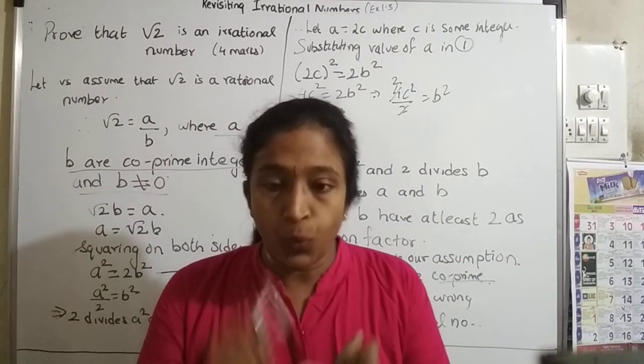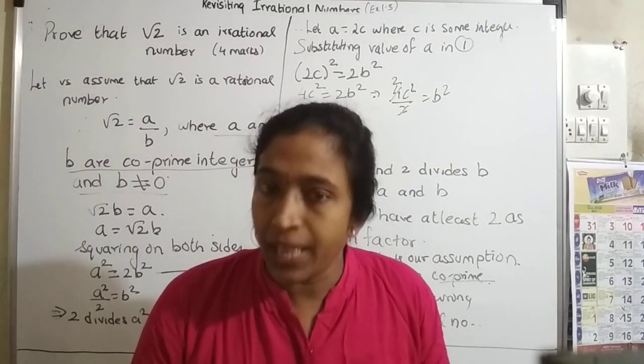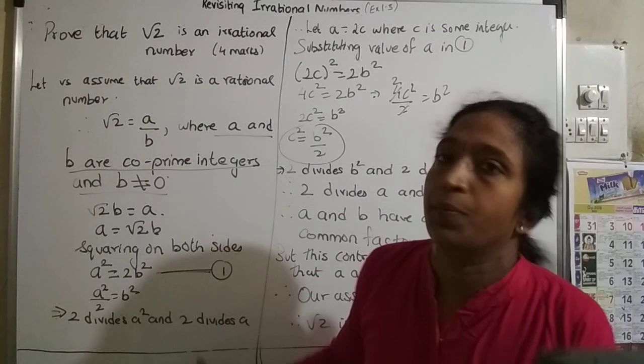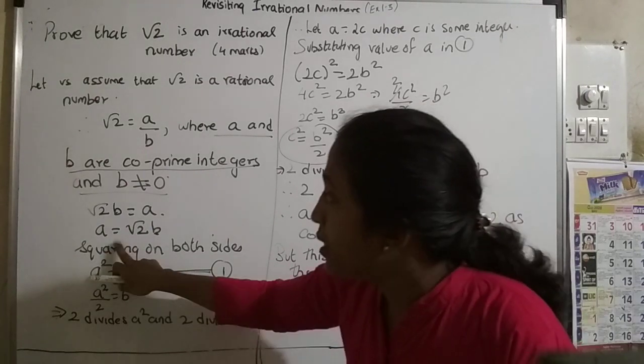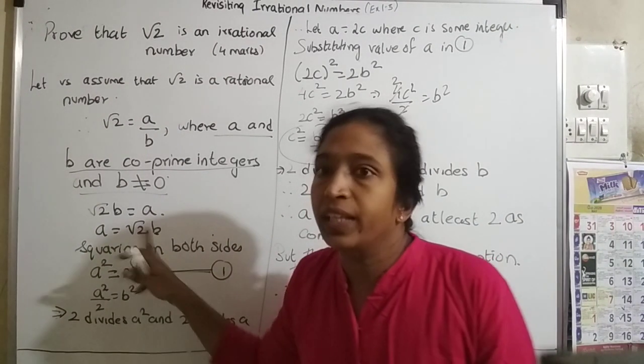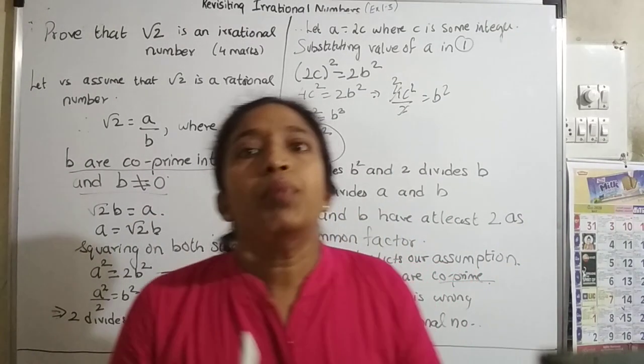So similarly you can prove root 3 is an irrational number, root 5 is an irrational number, root 7 and root P as an irrational number by the same steps. You just have to change the number. When you square, if root 3, then root 3 will come and then here 3. Root 5, then 5. Understand, don't memorize and mug up.